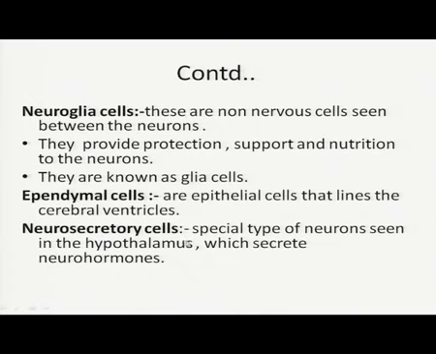Neurosecretory cells, doing the function of secretion. These are a special type of neurons seen in the hypothalamus of the brain, which will secrete some hormones, and these hormones are known as neurohormones. So, this particular cell present in the hypothalamus secretes the neurohormones, and such cells are known as neurosecretory cells.